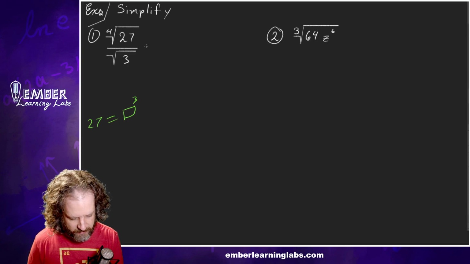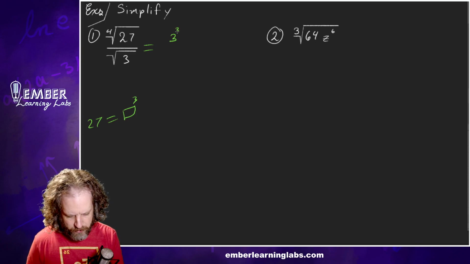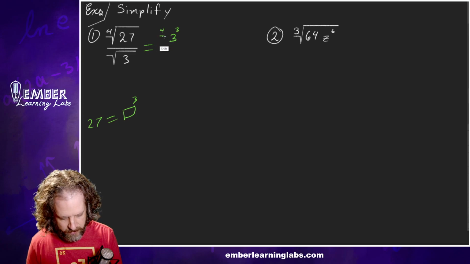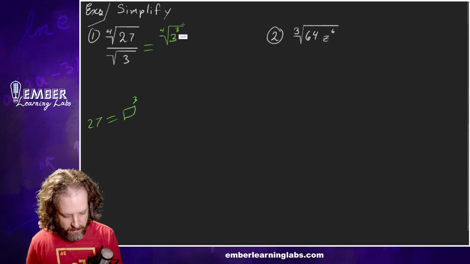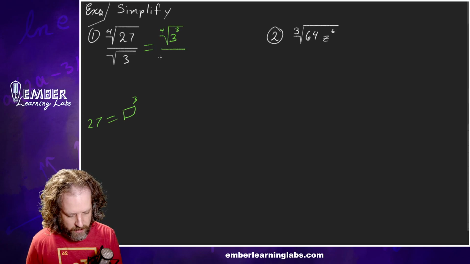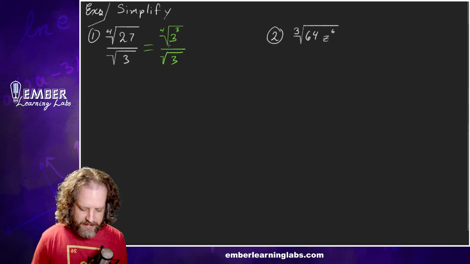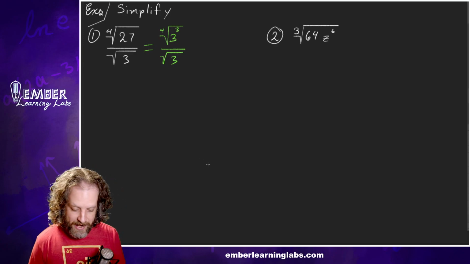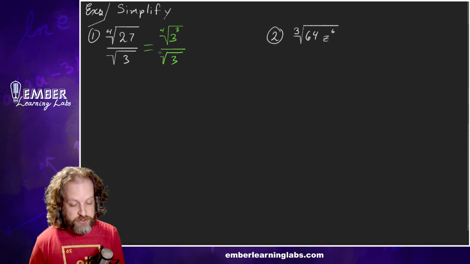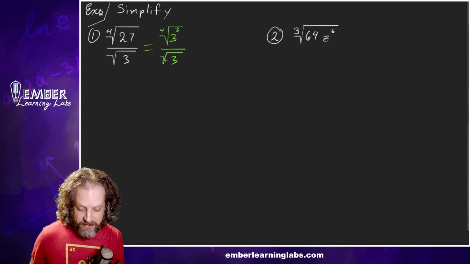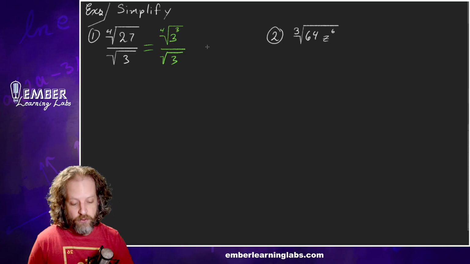Let's turn this into 3 cubed. And then we're going to leave the 4th root on here. We're going to do something with it in a second. 4th root, and then over the square root of 3. So we've got like bases. Well, when we have like bases divided, you subtract the exponents, right? So we need to turn this into something that we can subtract. So we need to turn this now into rational form.